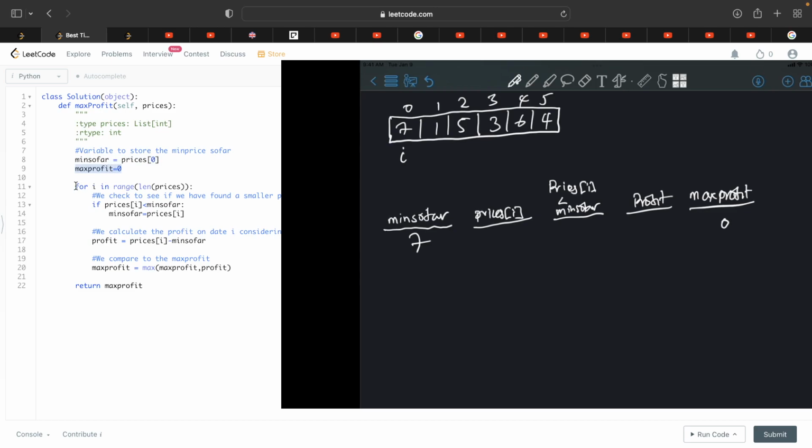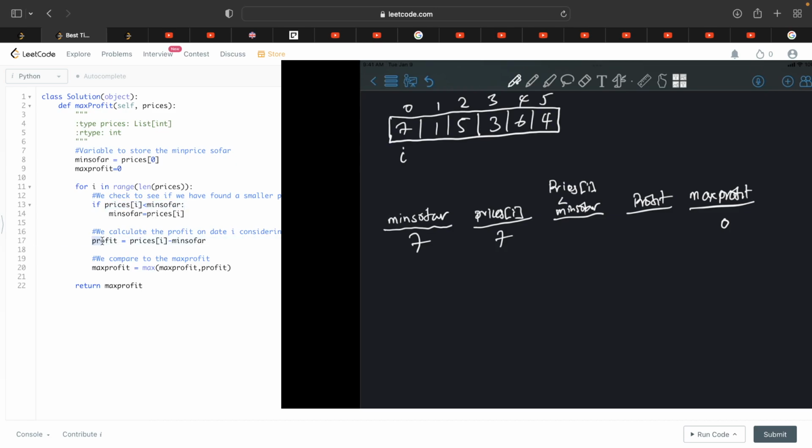And then now we start iterating. So for I in range, length of prices, our I is over here. We check what is our price at I. Our price at I is 7. Is 7 less than min so far? No, they're actually equal, so we don't calculate that.